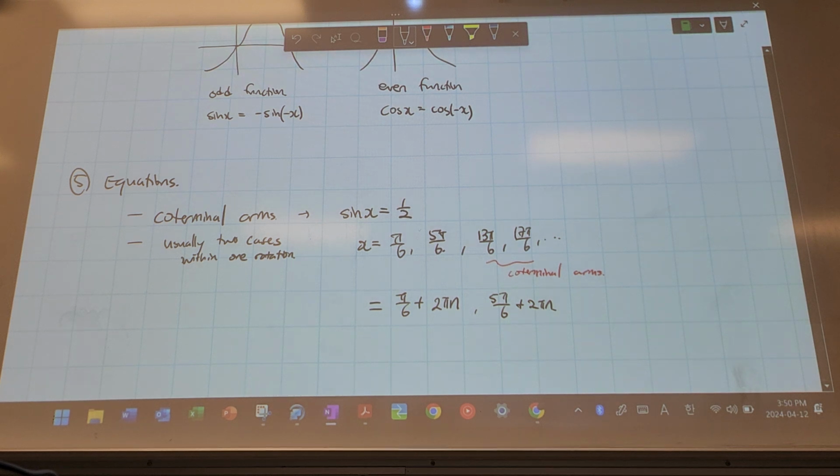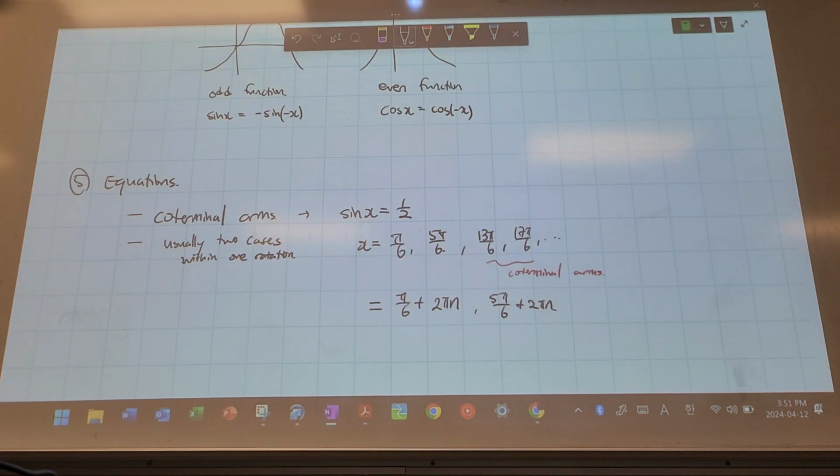So just remember that the solutions may be different, especially when the question limits the domain for you. For example, the domain could be from 0 to 2 pi, or it could be 0 to 4 pi and such, so you have to be careful with those.